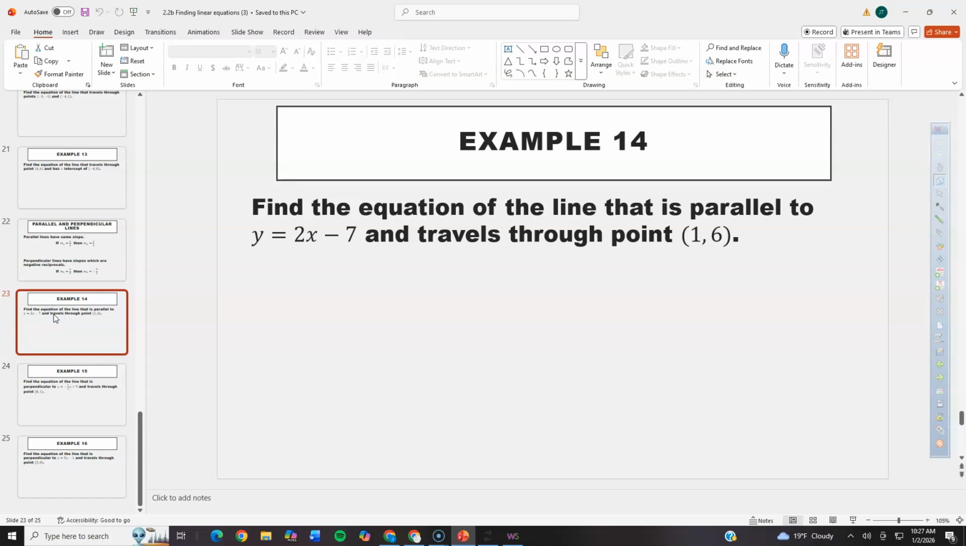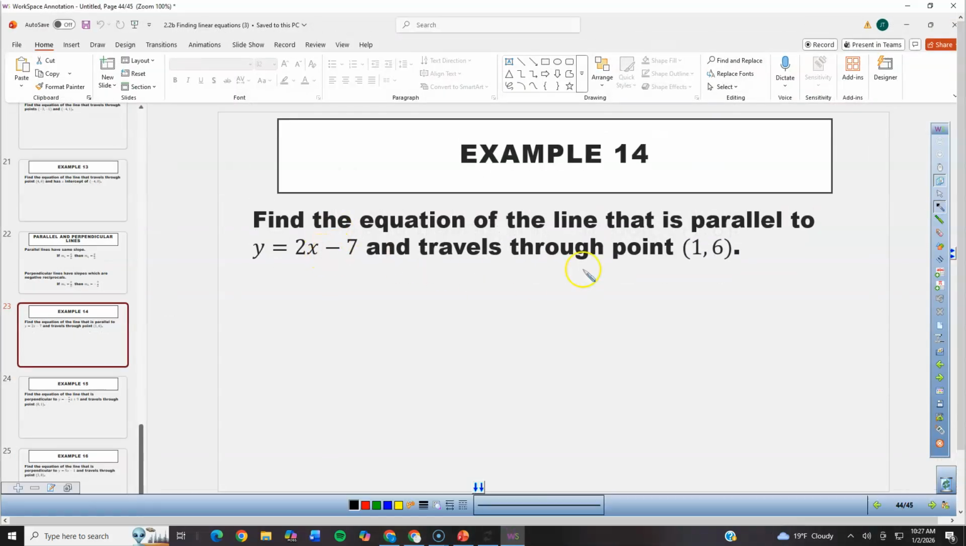Let's see what I do with this then. So find the equation of the line that's parallel to this beast and travels through the point (1, 6). Hey, that's the line we just found. So I need two things. I need a slope and I need an intercept. Now for slope, I take the line given to us, and because it's parallel, I just steal that slope.